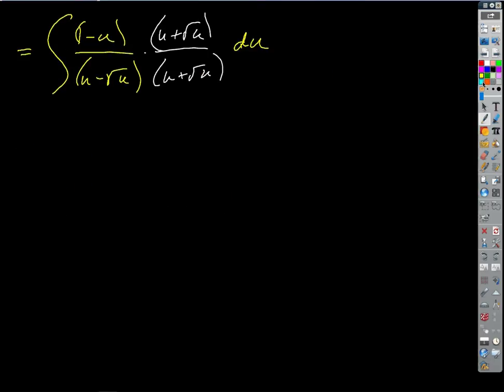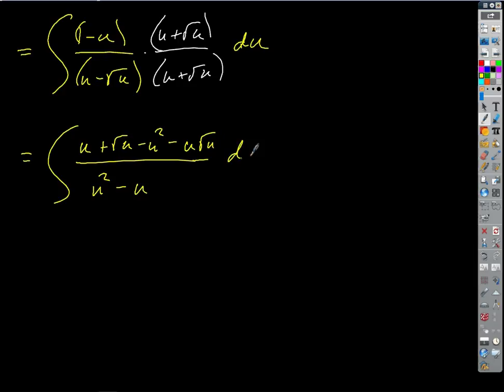Okay, what's that going to give us then? Most importantly on the bottom, that's where we're working with this thing. So on the bottom, what happens when I multiply conjugates? U squared. Good, I get u squared minus u on the bottom. And on the top, I'm going to get kind of a mess. If I distribute the 1, I'm going to get u plus the square root of u. And then when I distribute the negative u, I'm going to get a minus u squared minus u square root of u, du.